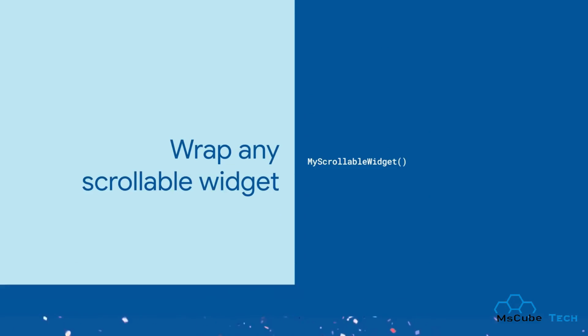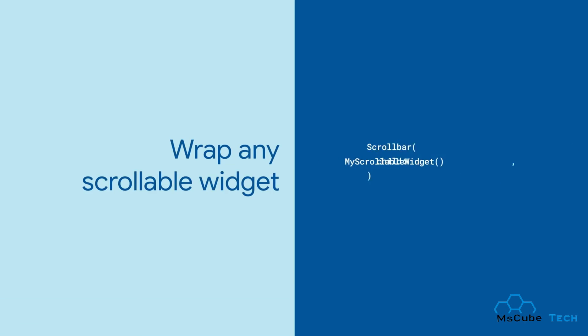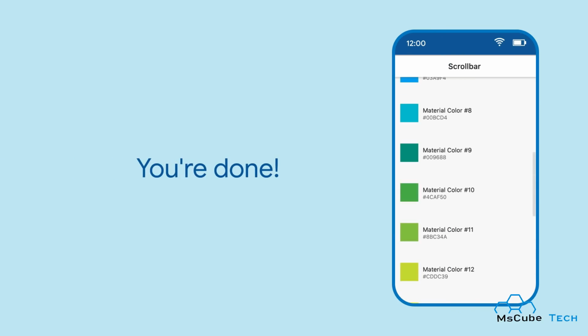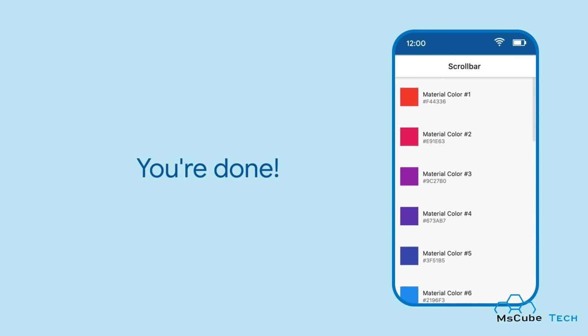Wrap Scrollbar around any scrollable widget, like ListView, GridView, or CustomScrollView. Make sure that the scrollable widget is finite. For example, if it's a ListView.builder, make sure itemCount is defined. Otherwise, the scrollable widget doesn't know how far to the bottom it is, and therefore the scrollbar will not be visible. But assuming your scrollable widget is finite and you've wrapped it with a Scrollbar, you're done.